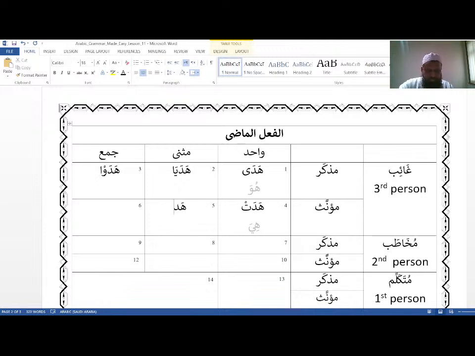Hadat, hadata. This was the last letter. What do we do on the last letter from this siga? We put a sukun. So here the ya is not mutaharrik, so the rule will not be applied here. Just like the damir nun niswa, hadayna.